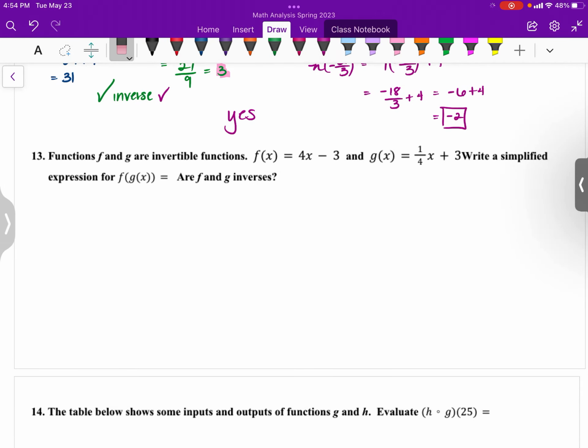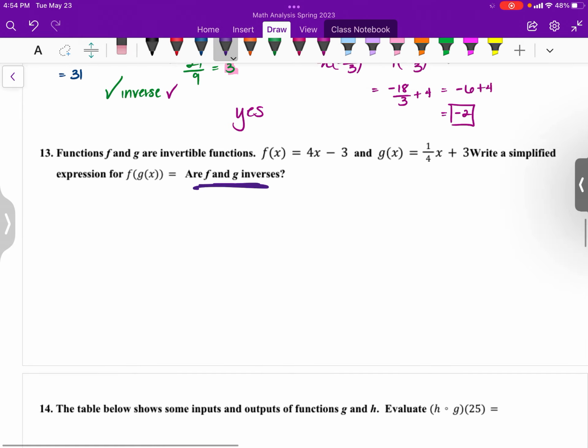All right, so let's go ahead and take a look at this one here, guys. On this one, it says that we have functions f and g are invertible functions. So f of x in this case equals 4x minus 3, and g of x equals 1 over 4x plus 3. We want to go ahead and write the simplified form. And we also want to check if f and g are inverses.